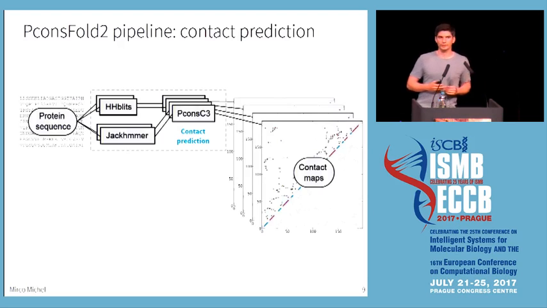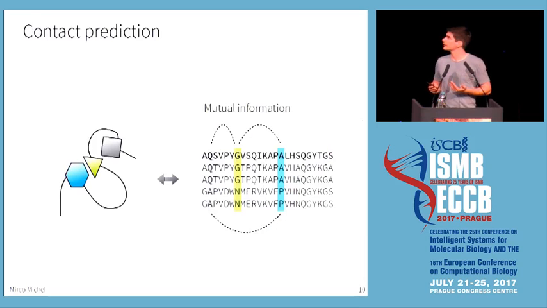Yes, this brings me to contact prediction. So how did we do that part? As probably many of you know, when you're in a protein structure, when you have two residues that are close to each other, you see correlated patterns in the alignment. And you can calculate something like mutual information to get these correlations.